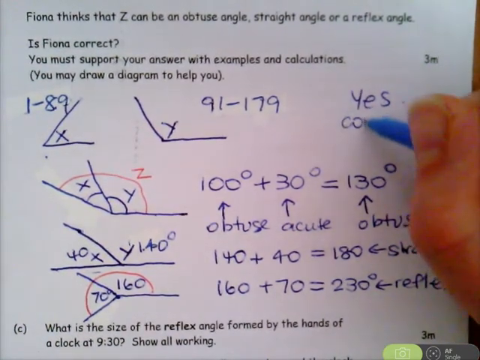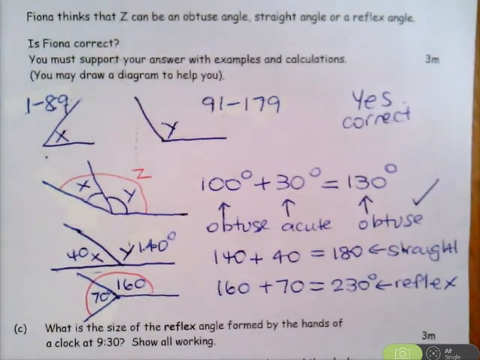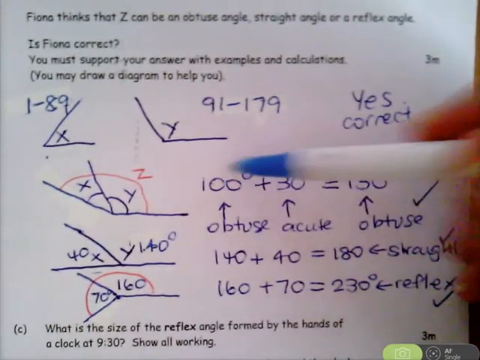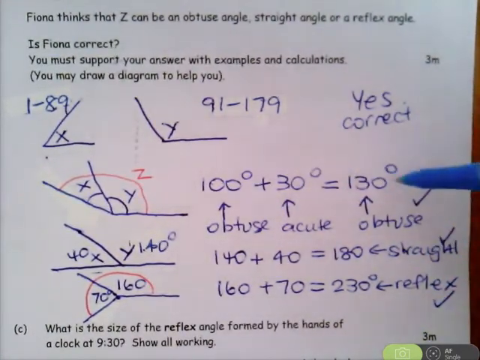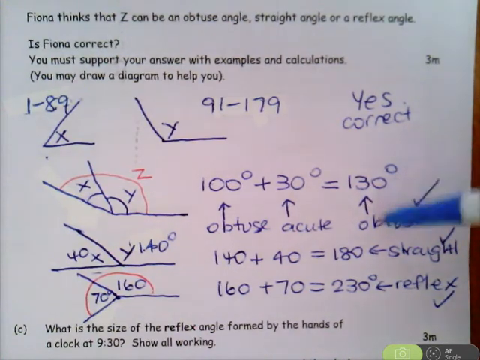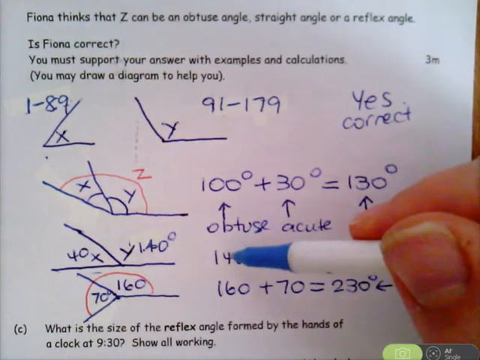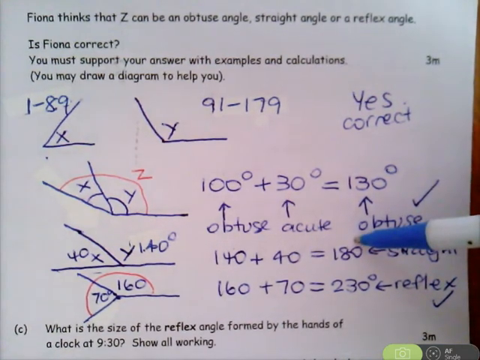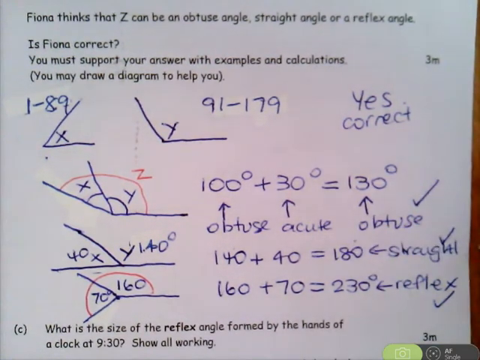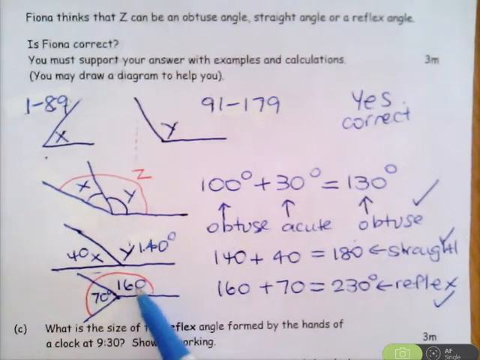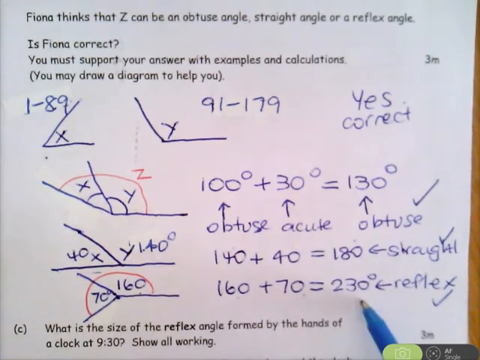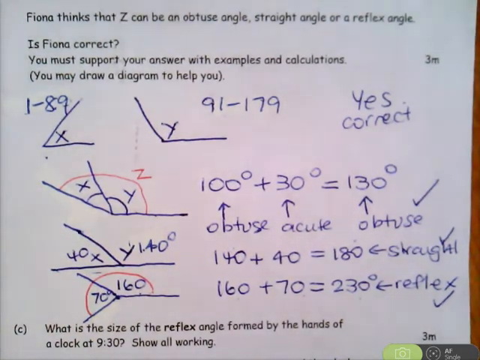Yes, she is correct. But if you just write yes, you won't get a mark. You need to show that by adding an obtuse angle and an acute angle that you still get obtuse. Now remember, obtuse will be anywhere from 91 to 179. Here I've added an obtuse angle of 140 to an acute angle of 40, and I got 180 as my answer. That's a straight angle. And here within a bigger obtuse angle of 160, if I add 70, which is still acute, I get 230, which is a reflex angle.